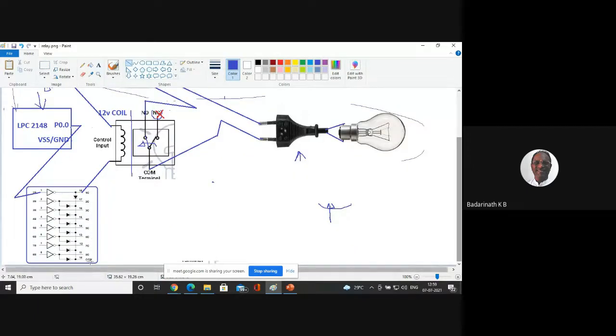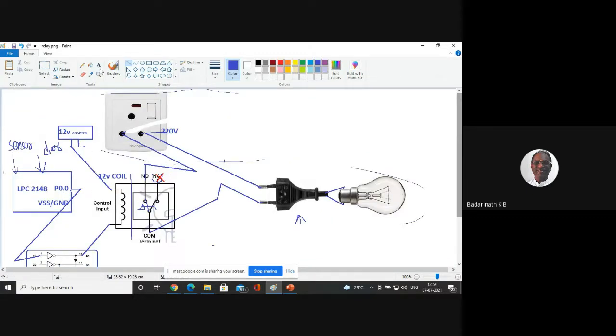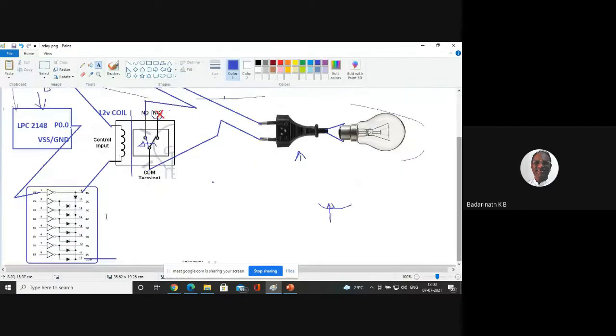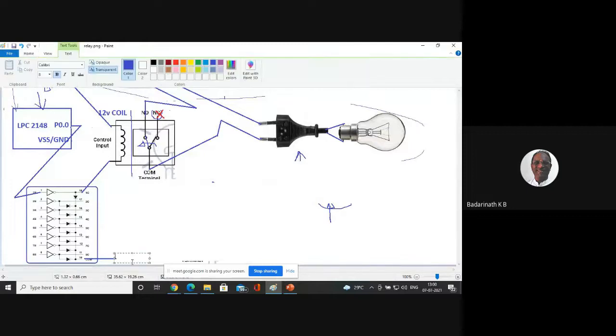So I'll say what? This common, I will connect to the same ground point. I'll call it GND, and this also I'll call GND. So I will put one ground connection here. I'll make it common. This ground is common. Now this ground is also common. So now the circuit is completed.